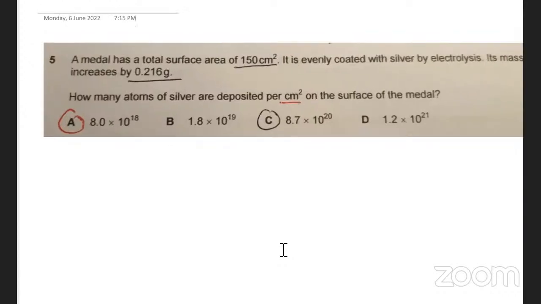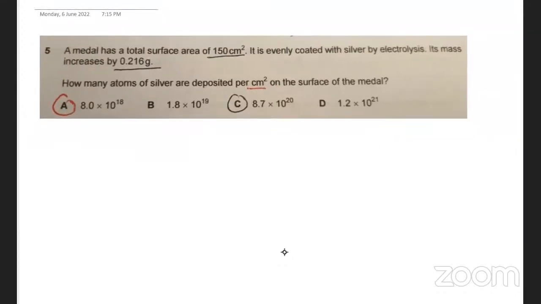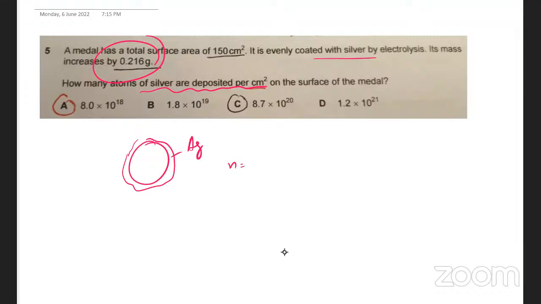I saw this first one quickly. He's saying there's electrolysis and silver is being coated. So there's a coin, I guess, a metal, right? And silver is being coated. How many atoms of silver were deposited per centimeter square? It's 0.216 grams. So how many moles of silver is that? 0.216 divided by the Ar of silver. What's the Ar of silver? 108, I guess.